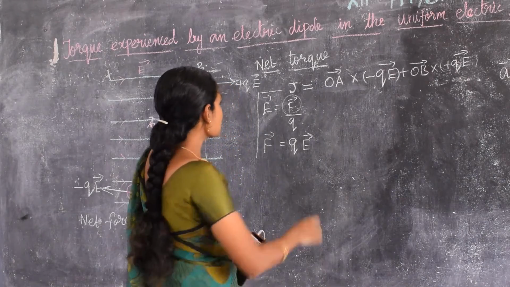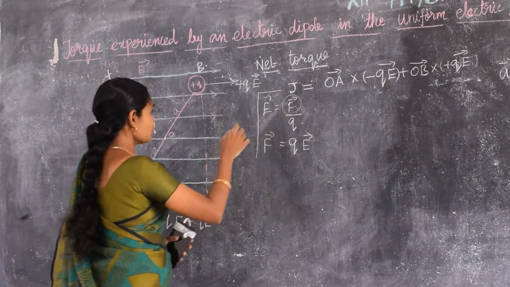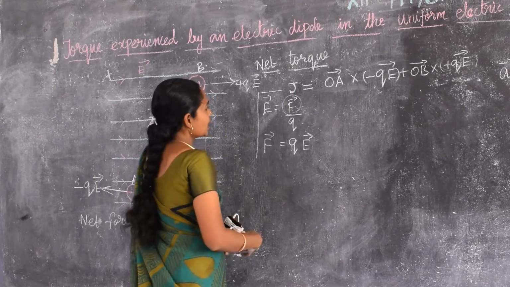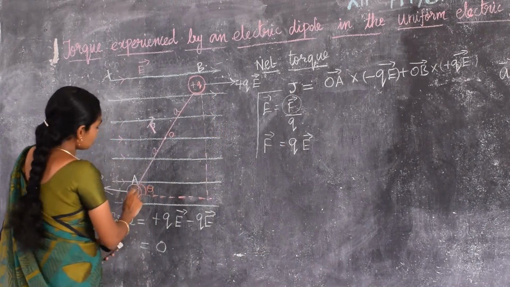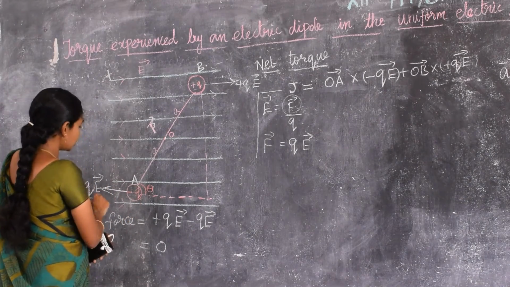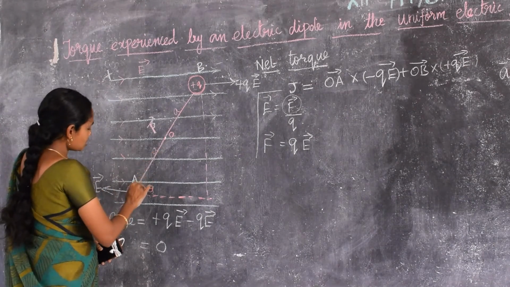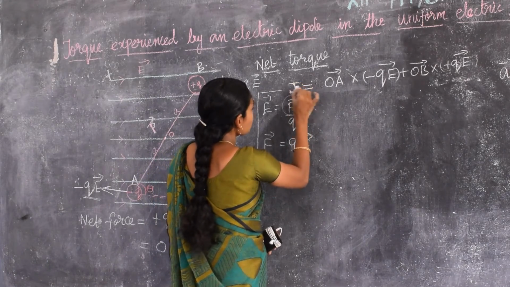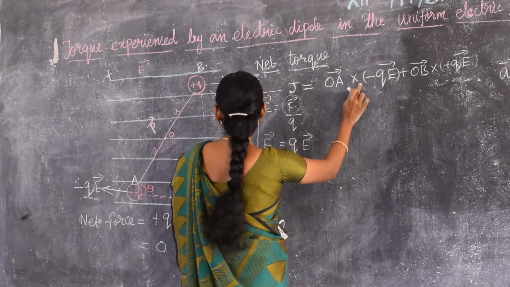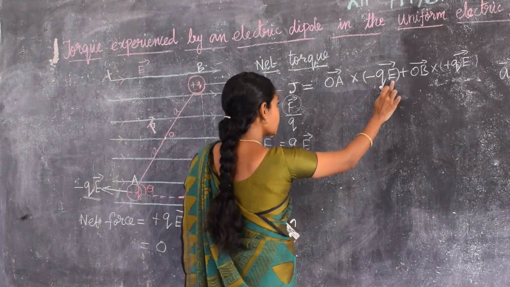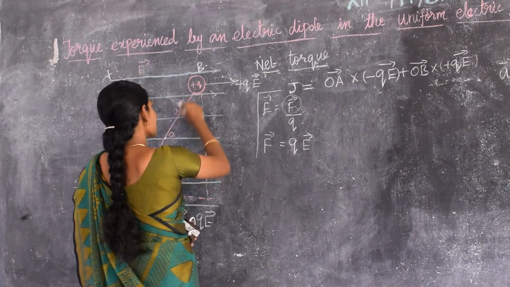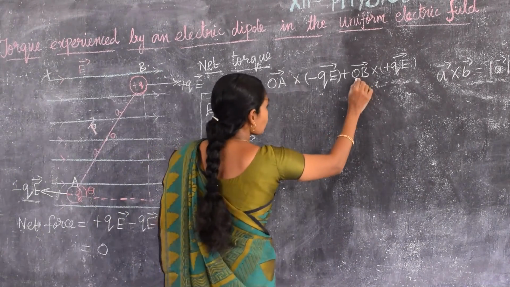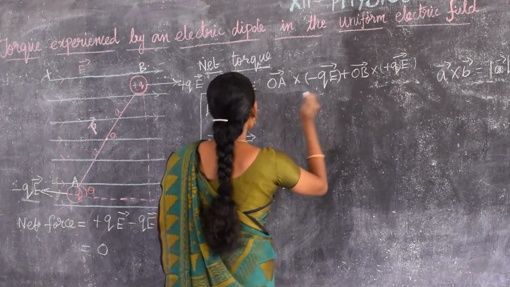So net torque tau is equal to what? We know the formula for torque. Torque is equal to force into distance. What is the force here? Minus qE. And what is the distance? OA. So I write tau is equal to OA into the force, minus qE. And next the distance OB, and what is the force here? Plus qE. So OB vector into plus qE.